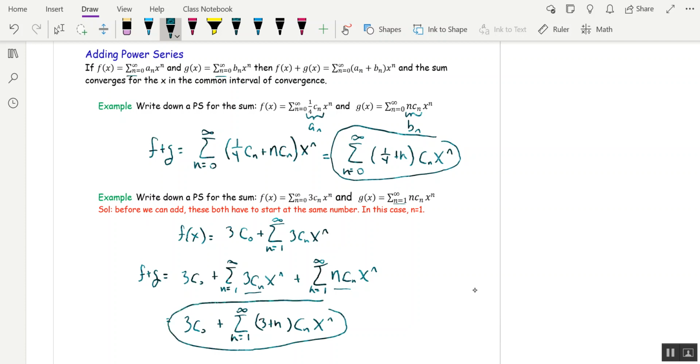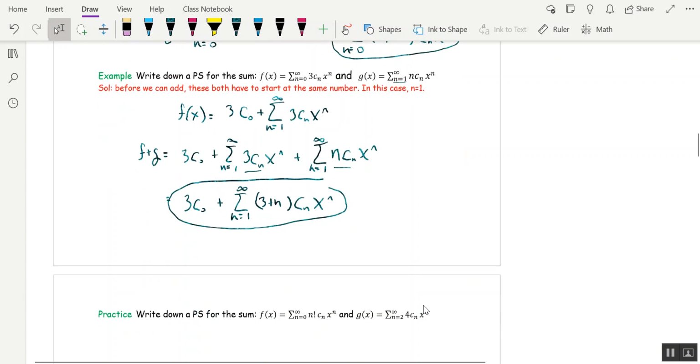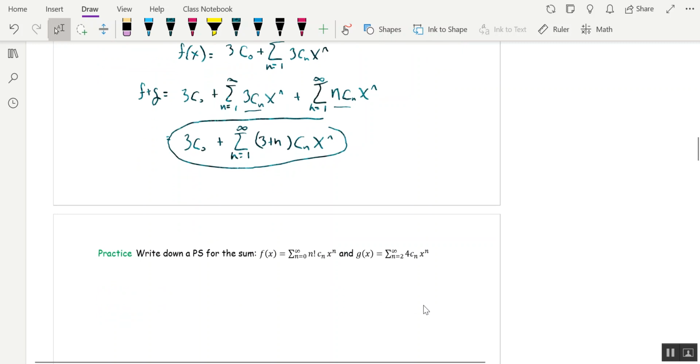Now remember, you can slow me down if you have to, but I'm going to go through this fairly quickly because I've been doing it for a while, and once you get good at it, you'll be doing it this quickly too. Okay, so let's do another one. Well, actually, why don't we pause and practice? So why don't you try this one? Write down a power series for the sum f plus g. Okay, so g starts at 2, so we need to start f at 2.